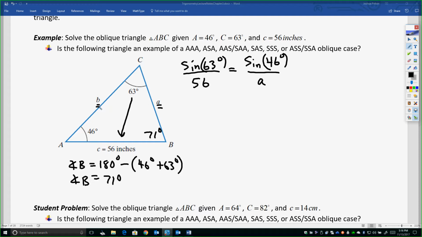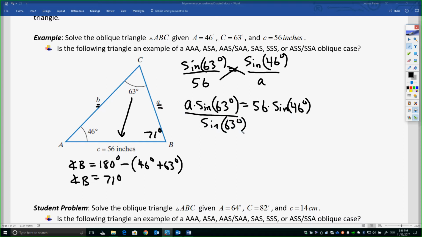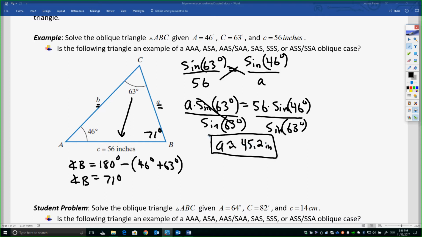So we will cross multiply. We get A times sine of 63 equals 56 times sine of 46. So we need to get A by itself, so we'll divide by the sine of 63. So A is approximately, again, since you're typing in degrees, you have to have the calculator in degree mode. You'll get 45.2 inches. So that is our first answer.